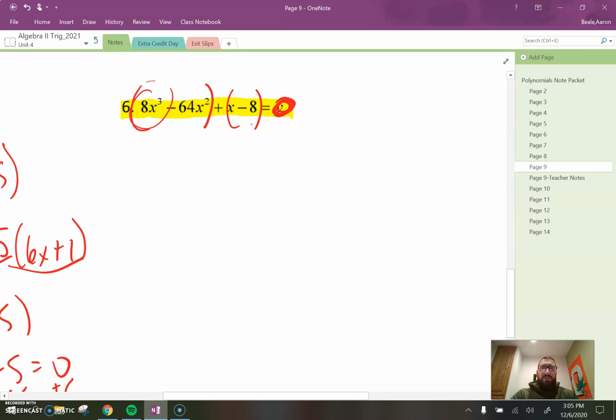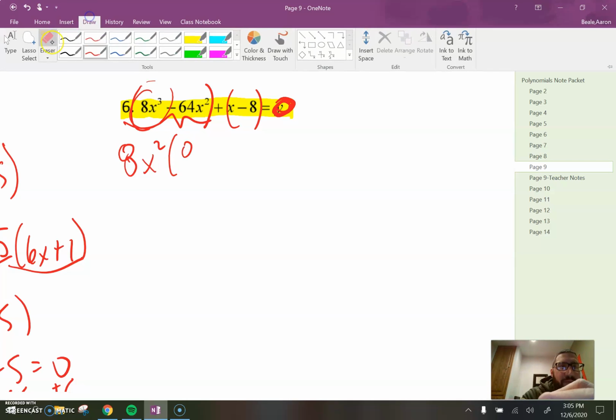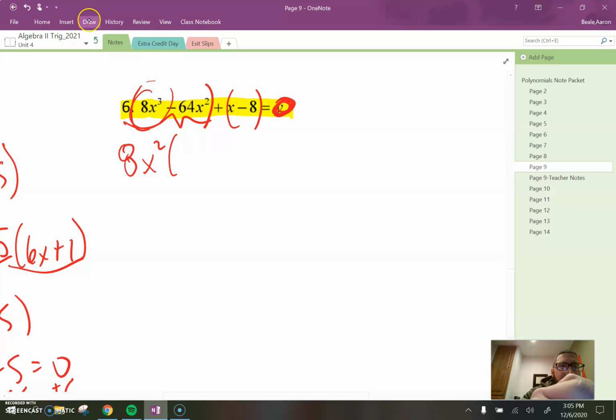The reason I wanted to show you this one is it's got a weird situation with the GCF, okay? So here, the GCF, hopefully you guys are okay with this being 8x squared. I'm jumping to the next piece in my mind. I need to go back. So it'll be 8x squared times x minus 8 plus.